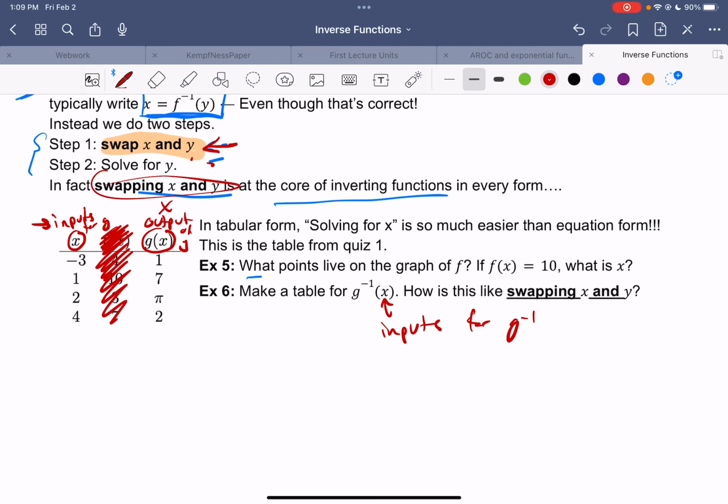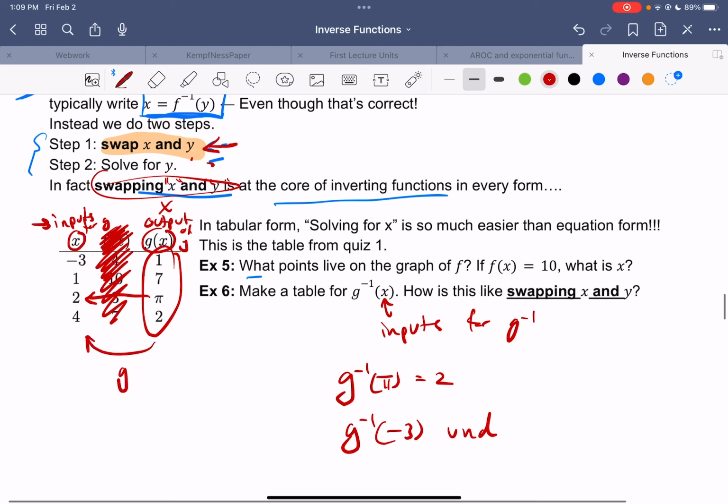You have to swap x and y. And really, everything just goes in quotes here. G inverse of pi makes sense. G inverse of pi is 2. Whereas G inverse of minus 3 does not make sense. It's undefined given the information. There is no negative 3 here. And G inverse goes this way.